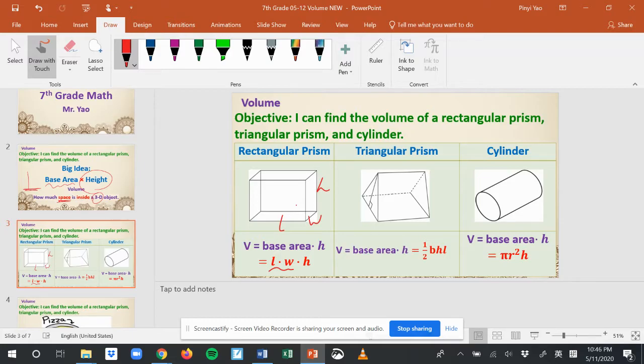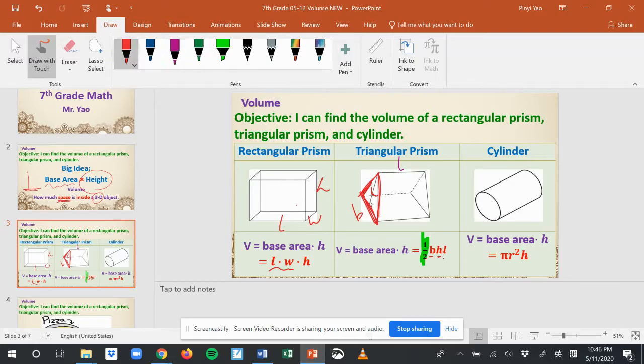Next, we have the triangular prism. So the base is right here. That is our triangle. And we learned last week, in order to calculate the area of a triangle, we need to use the base times the height of the triangle, and then the most important thing, times 1/2. Since we already have a height, we're going to call this part the length. So then we times the length, but it's still the base area times the length.